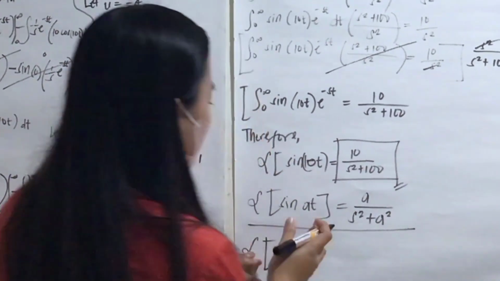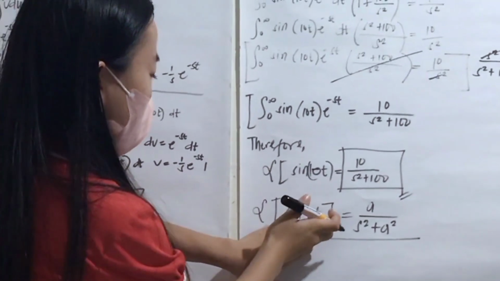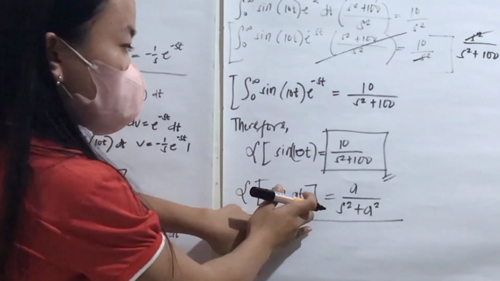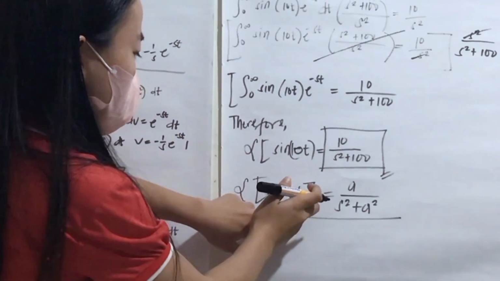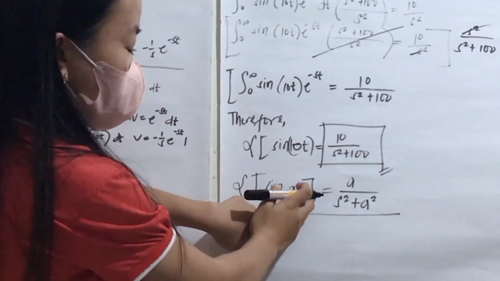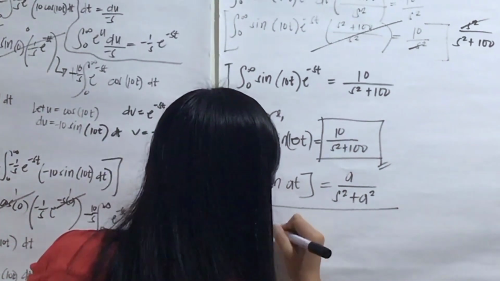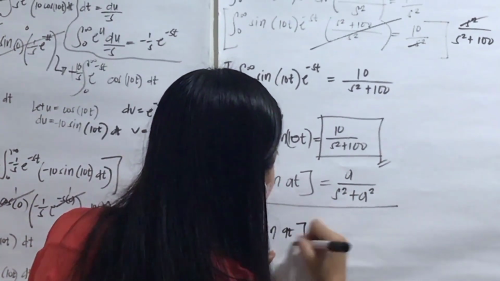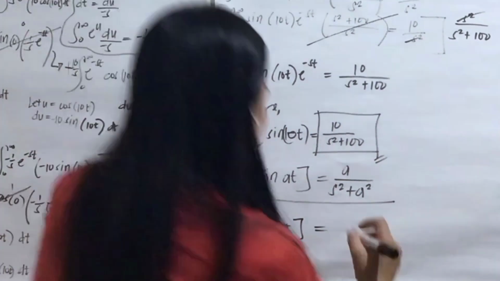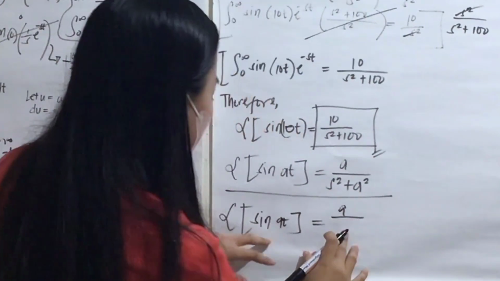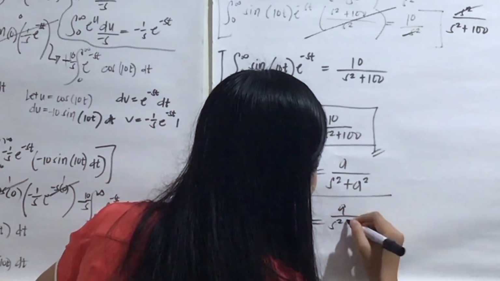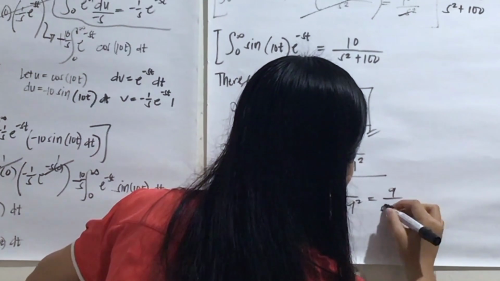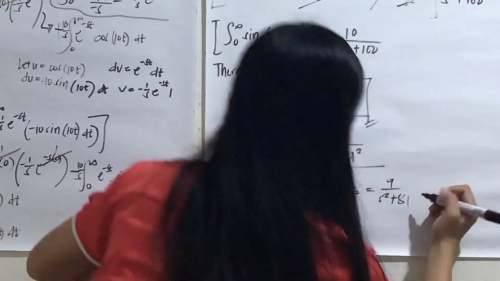So if we will change this a, because we are getting the Laplace transform with respect to t, and we will treat this a as any constant. So we will change the value of our a. So for example, if we will have sine 9t, and a, we will set as numerator, and then s squared plus 9 squared, and it will result to 9 over s squared plus 81.